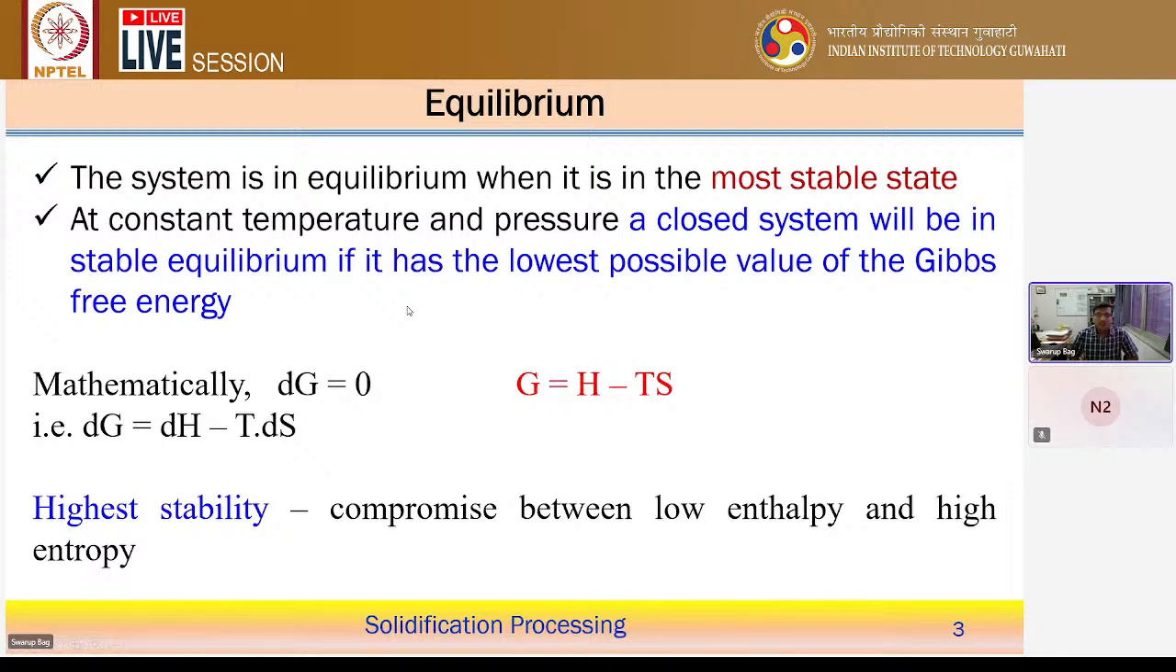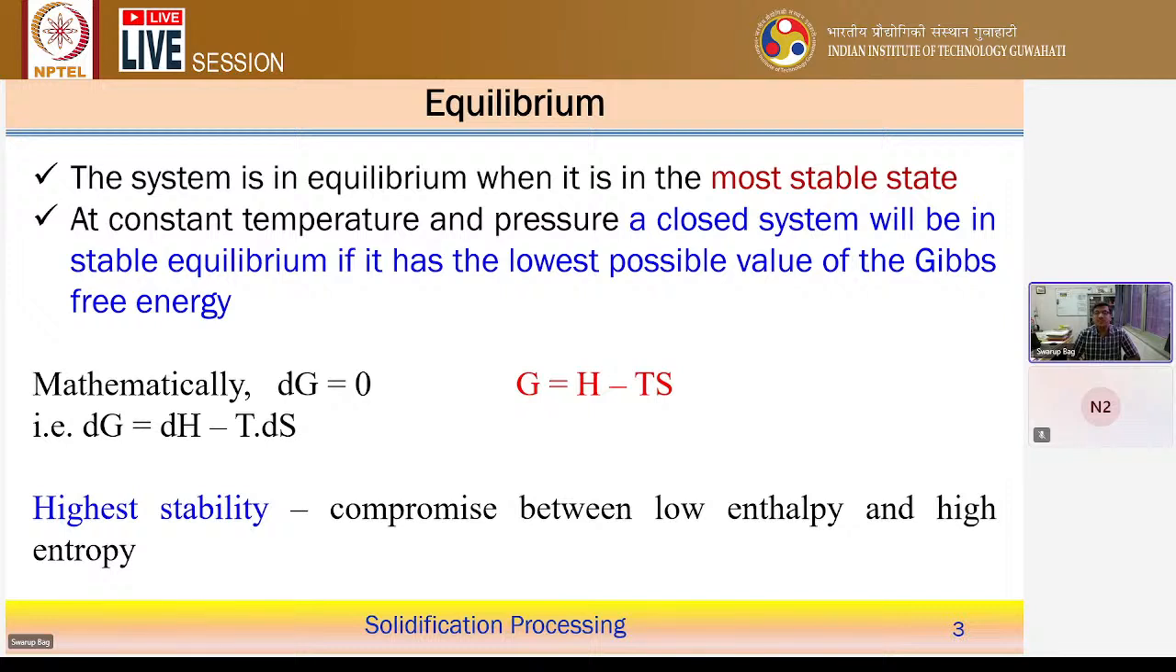Now, when a thermodynamic system reaches equilibrium, from the expression itself we understand the highest stability. Stability means the minimum value of G. That can be achieved in two different ways: either reaching the minimum value of H, which is basically the enthalpy of a system, or the highest value of the entropy. So both ways we can reach the minimum value of the Gibbs free energy.